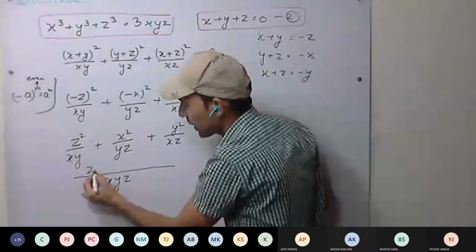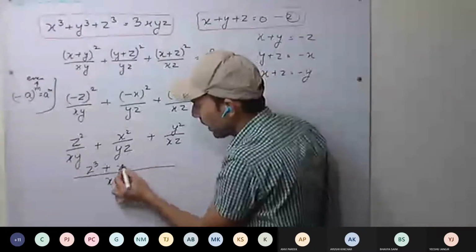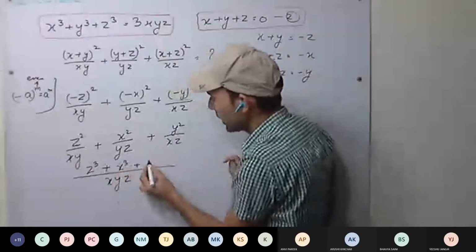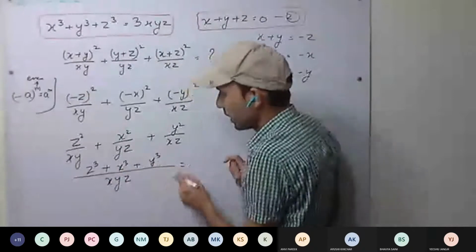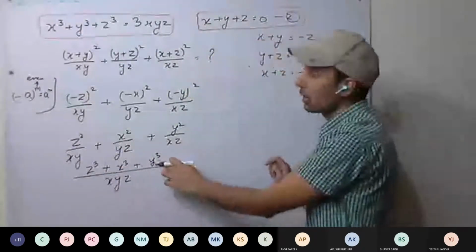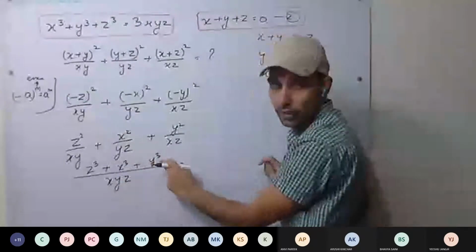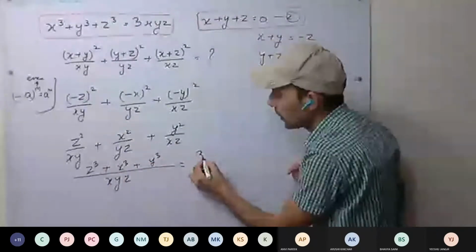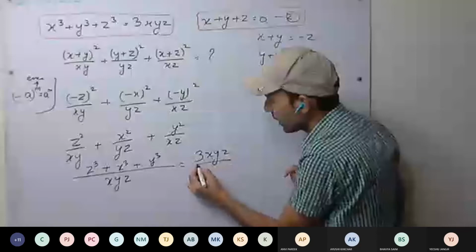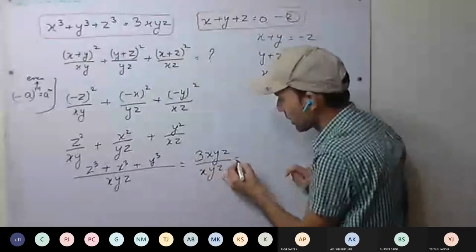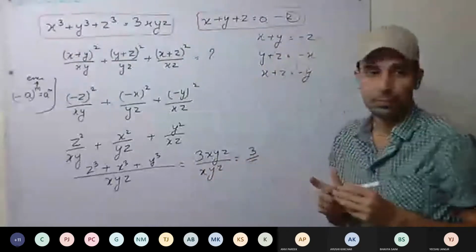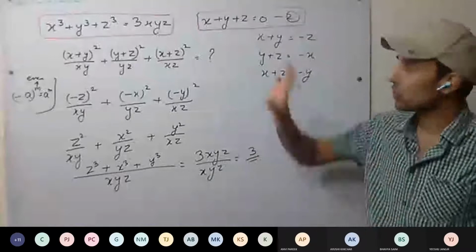So we are getting z cube. Here we'll be getting x cube. Here we'll be getting y cube. So now we can replace it by c, xyz, x cube plus y cube plus z cube. So it will be 3xyz divided by xyz. So how much have we got? 3.